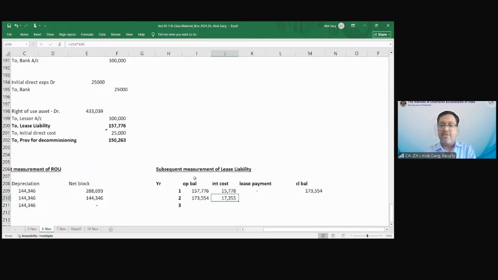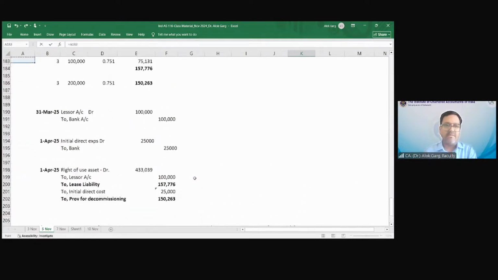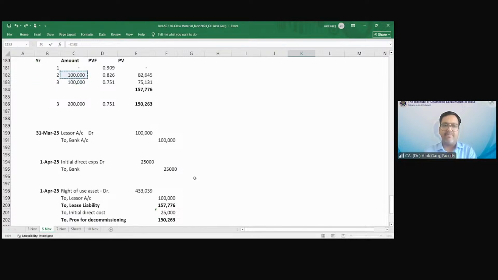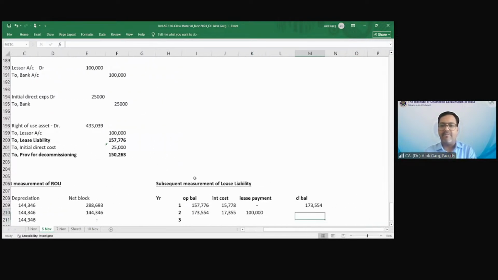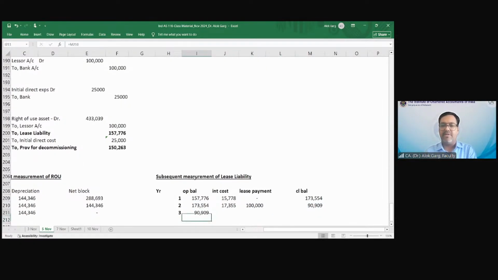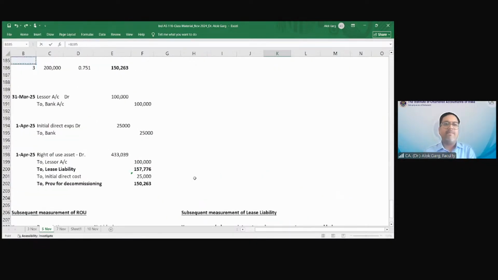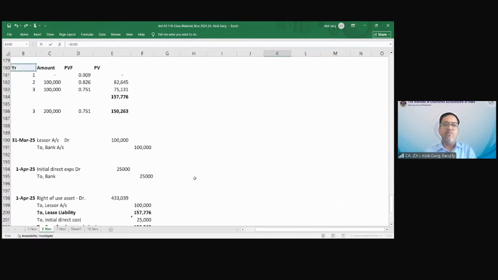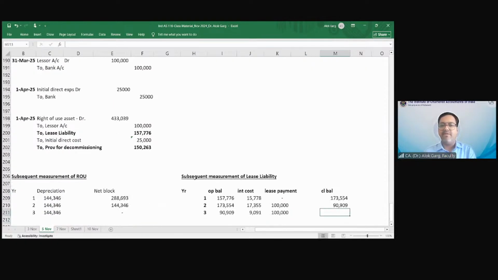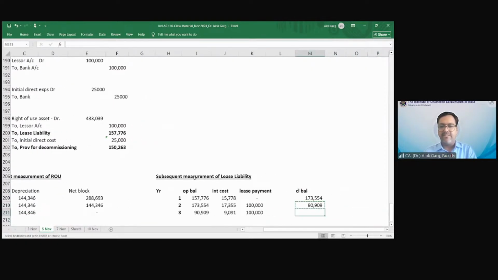Interest cost. Any payment in the second year? कोई payment है क्या? देखें. Yes, sir. We have 1 lakh is the payment. What is my closing balance? This is my closing balance. This will become the opening balance of third year. Interest cost. Is there any payment in the third year? Yes, sir. 1 lakh is the payment in the third year. What is the closing balance?